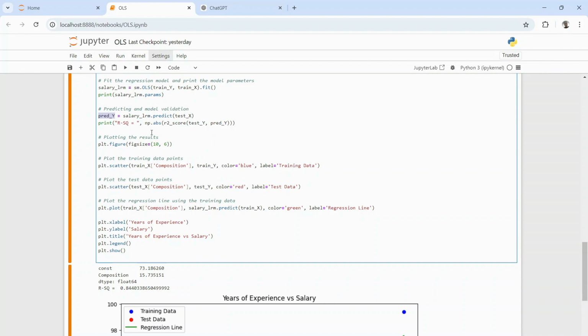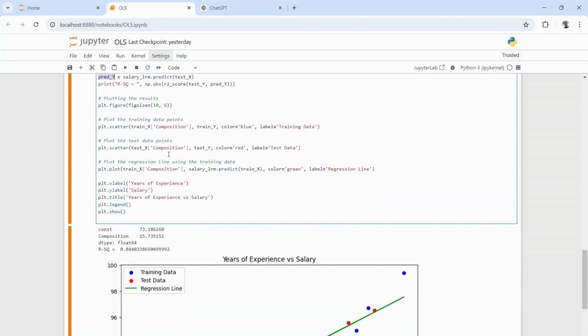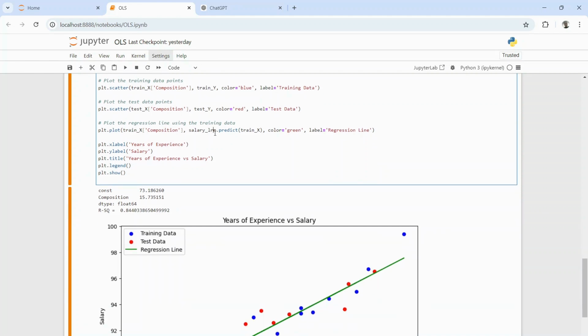And next we are printing the R2 score. The following lines are for plotting the data as well as the fitted line which we are obtaining. Basically, these are for plotting the scatter plots for training and test data, and this is for the regression line which we have obtained after performing the OLS.